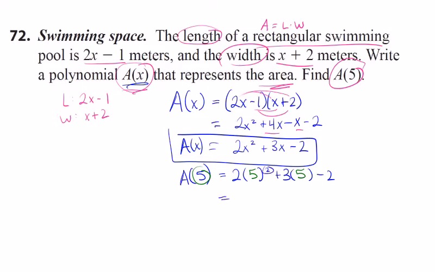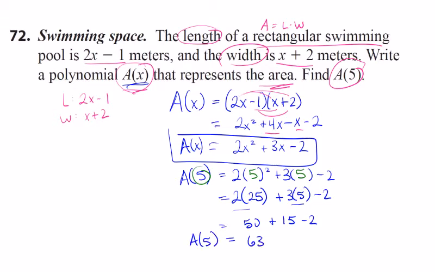So we're going to do exponents first. 5 squared is 25. Okay, now we can multiply. So 2 times 25 is 50, 3 times 5 is 15, and then now we can add and subtract. So 50 plus 15 is 65, minus 2 is 63. And then remember, don't forget about units. So we're talking about area, and we're talking about meters. So whenever we have area, we're going to have square units. So in this case, since we're dealing with meters, it'll be square meters. If we're talking about perimeter, then we would be using normal meters.